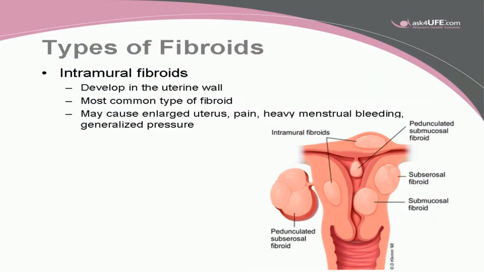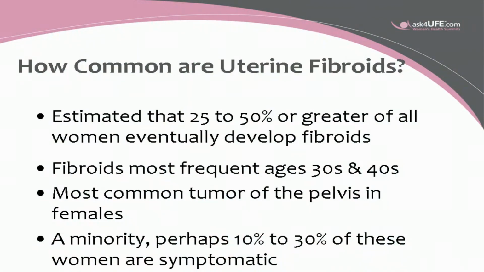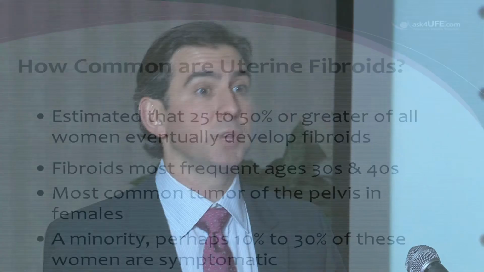Intramural fibroids are the most common, and they can cause a whole bunch of symptoms, but mostly the bulk-related symptoms. So how common are uterine fibroids? About 25 to 50% of all women eventually develop some sort of fibroids. They're most frequent in the 30s and 40s. They're the most common tumor of the female pelvis, even though they're not malignant. However, only about 10 to 30% of that subset become symptomatic. And really, the only reason to treat fibroids is if they do become symptomatic.